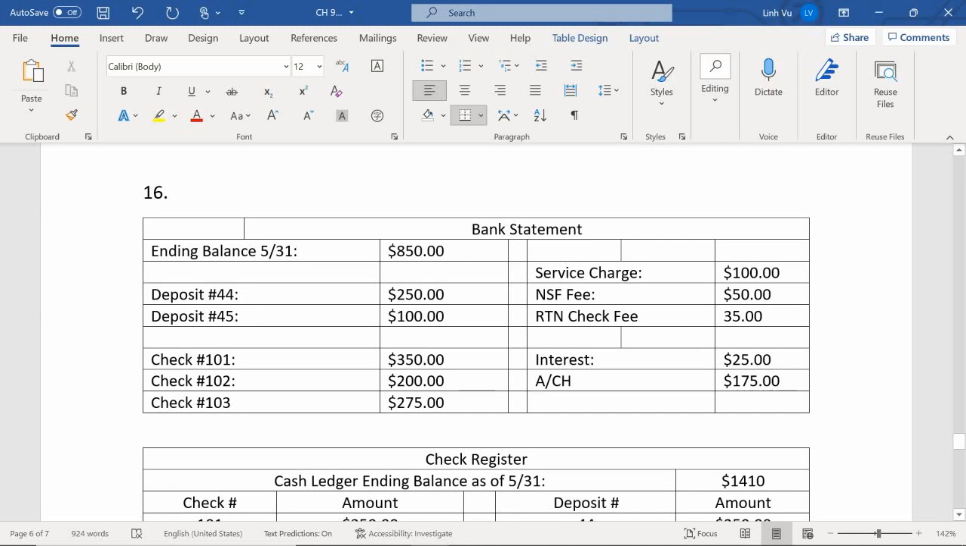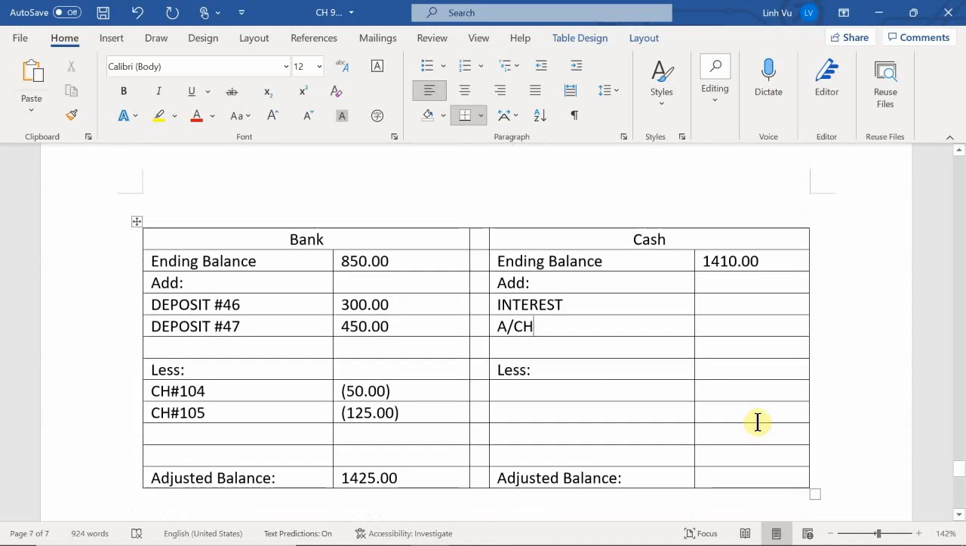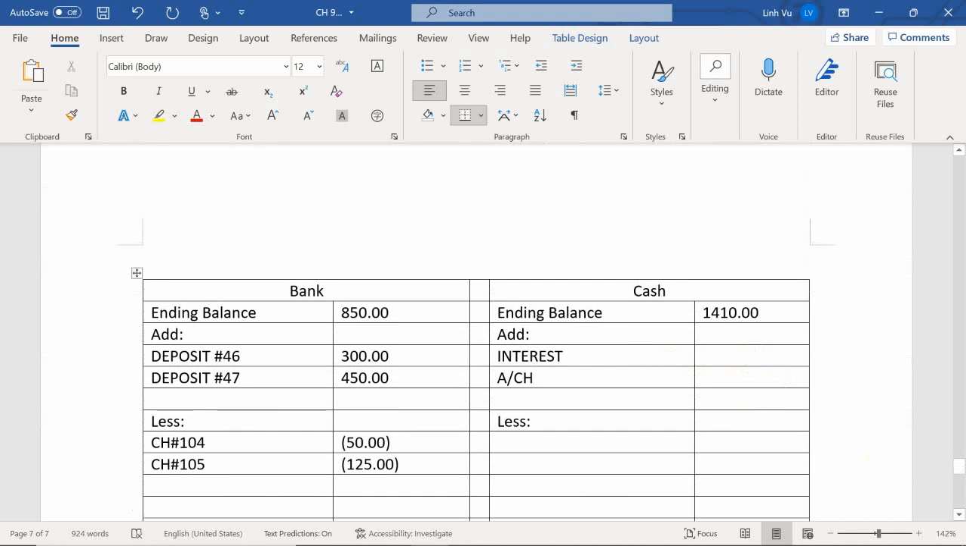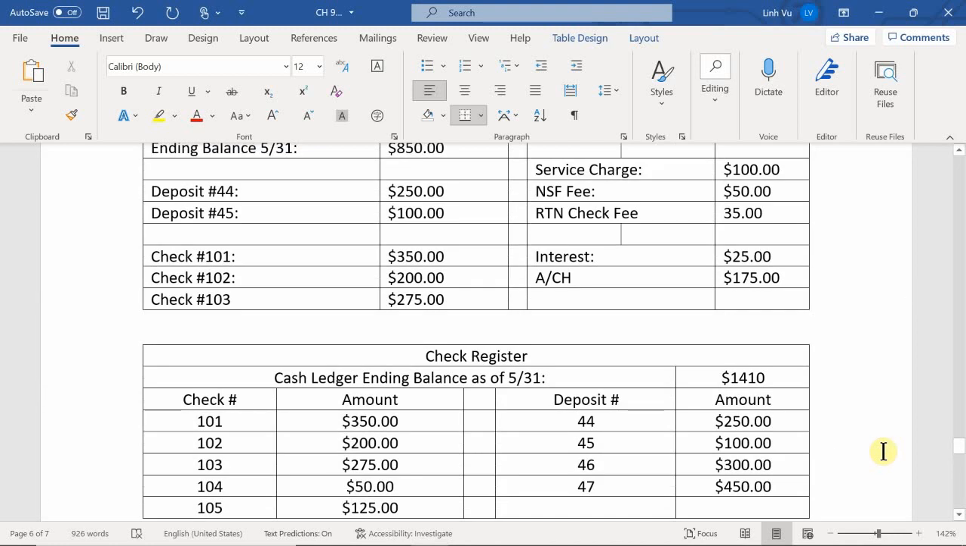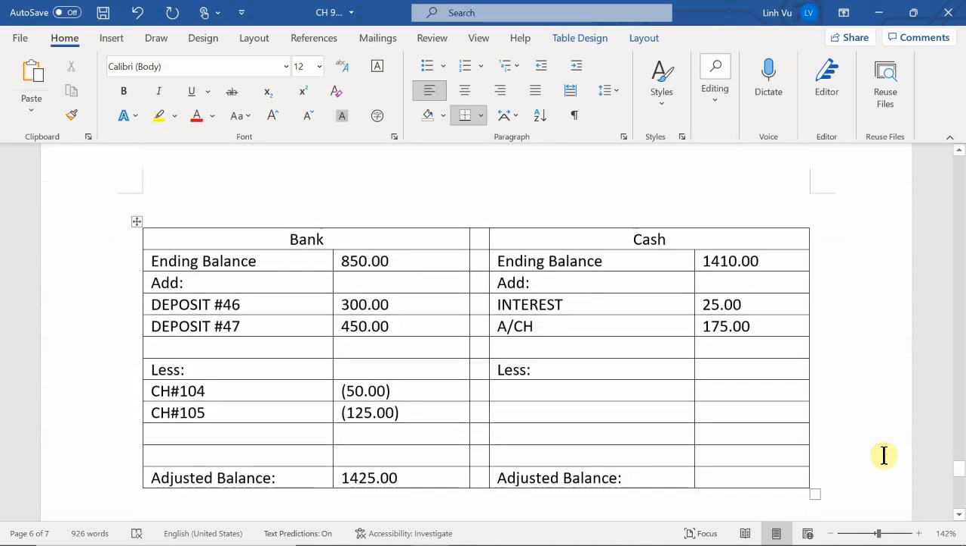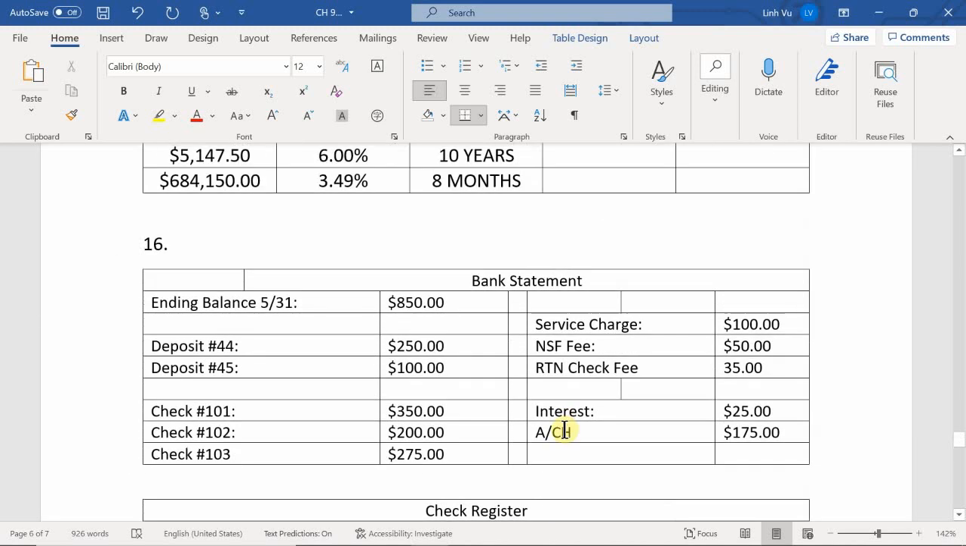On my bank side, I have interest for $25 and ACH for $175. Okay. So interest for $25 and my ACH for $175. Okay. What do I need to subtract from my cash side? Fees. So let's check out what fees I have. So here I have a service charge of $100.